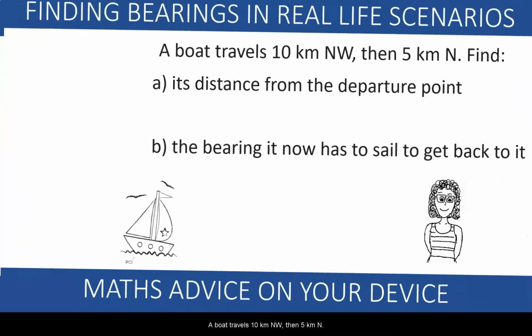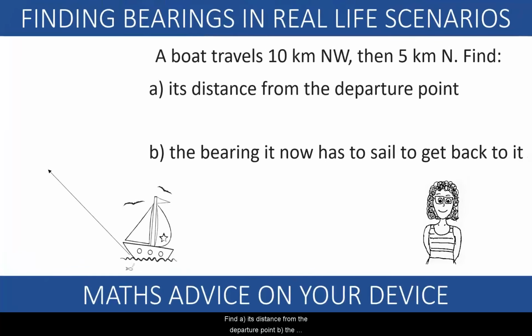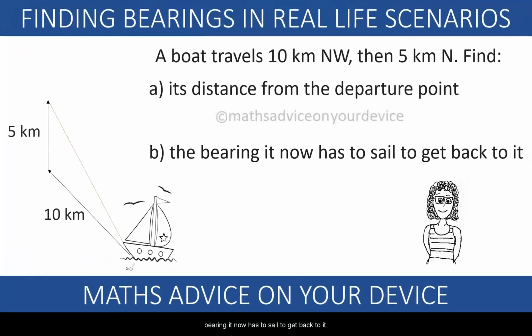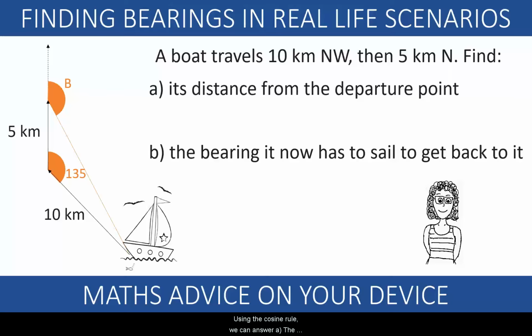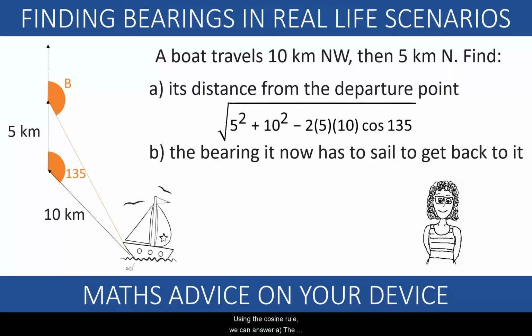A boat travels 10 kilometers northwest and then 5 kilometers north. Find A, its distance from the departure point, and B, the bearing that it now has to sail to get back to it. We have a triangle with sides 5 and 10 kilometers and angle 135 degrees between them. Yes, because northwest is halfway, so 45 degrees plus 90 degrees makes for 135 degrees. Using the cosine rule, we can answer A. The distance from the departure point is 14 kilometers.